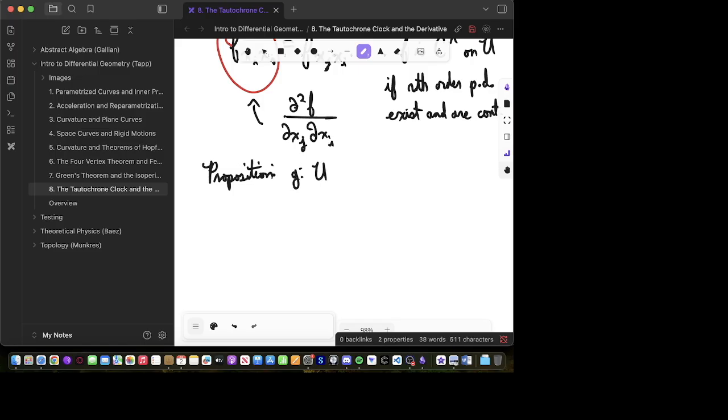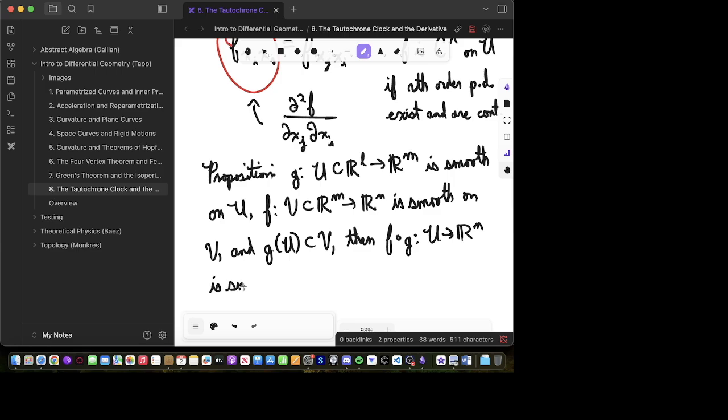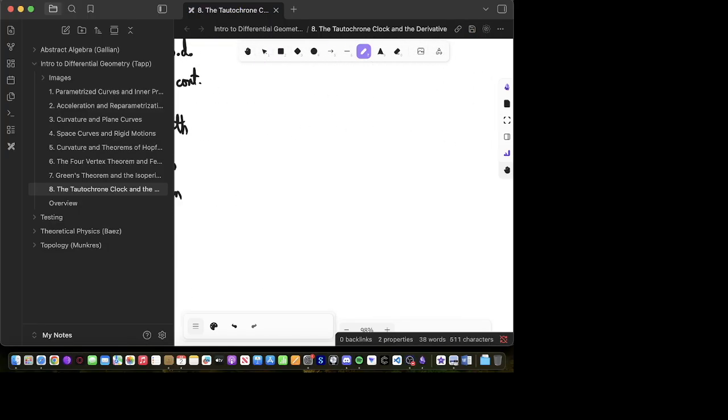So if we have g from U, which is a subset of R^l, to R^m, is smooth on U, and f, which is from V in R^m to R^n, is smooth on V, and we have that g of U is a subset of V, then the composition f composed with g from U to R^n is smooth on U. So let's draw a diagram of this.